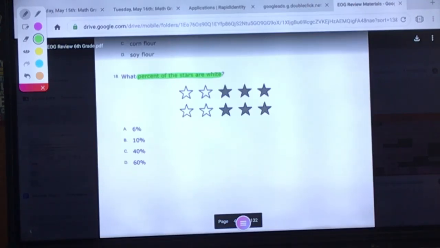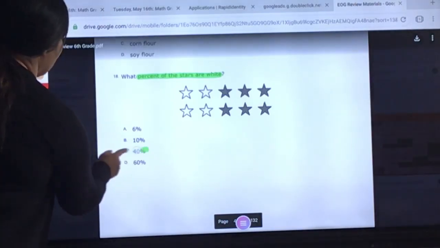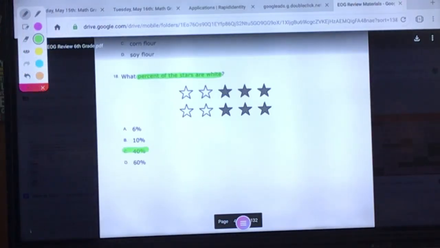How many stars are there? 10. So if we know that our percents are out of 100, and there are 10 stars, what is the value of each one of those stars? 10%. Right? So if we have 4 stars, 4 times 10 is what? 40. So therefore, our answer is 40. All right.